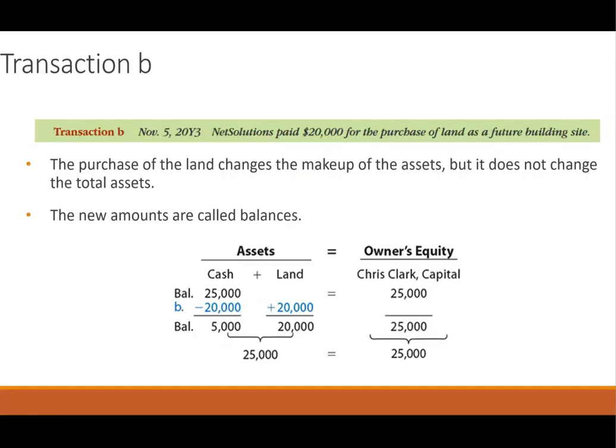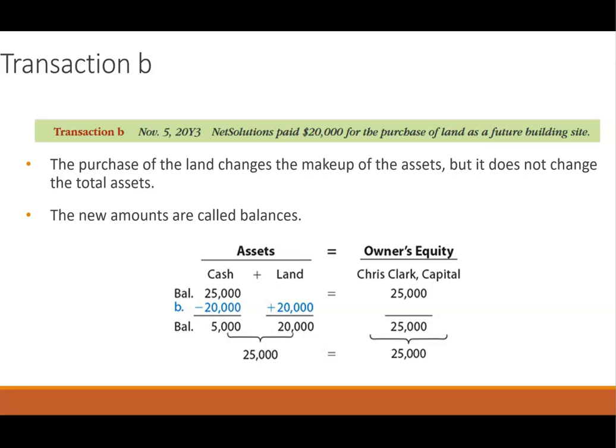Next, the purchase of the land. Here, November 5th, Net Solutions paid $20,000 for the purchase of land as a future building site. Well, think about it. What went up? What went down? That's sometimes how I do it in my head, is go, okay, what happened here? They bought land. So what did they use to buy land? They needed cash. So cash went down. But land went up. Land increased, cash decreased. Land is a resource, it's an asset. Cash is a resource, it's an asset. Land went up, cash went down.